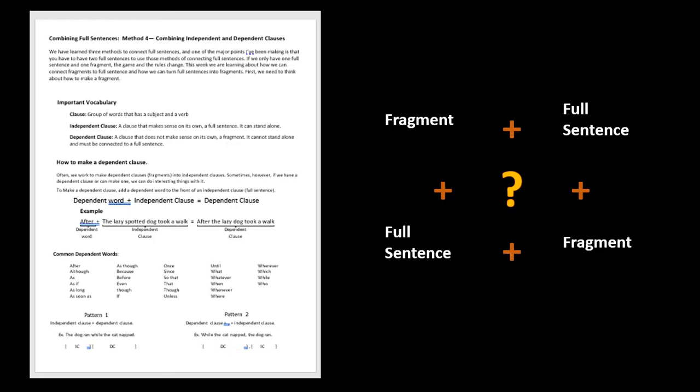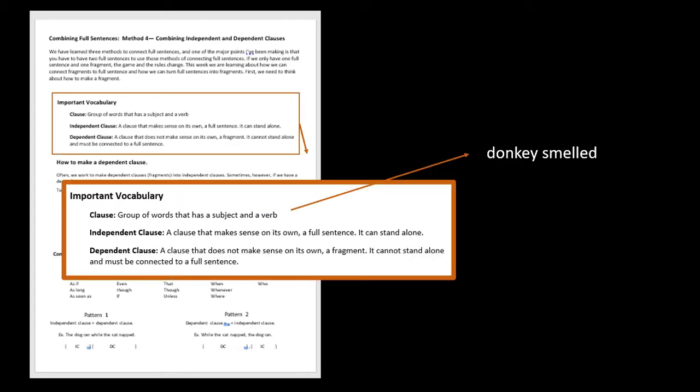That's what we're going to be thinking about this week. First, we need to learn some important vocabulary. We're talking about clauses. A clause is a group of words that has a subject and a verb, and it can look very different. So the basis is just a subject and a verb, like donkey smelled. An independent clause is a clause, a group of words that makes sense on its own. It has a subject, a verb, and makes sense on its own. It's a full sentence. It can stand all by itself.